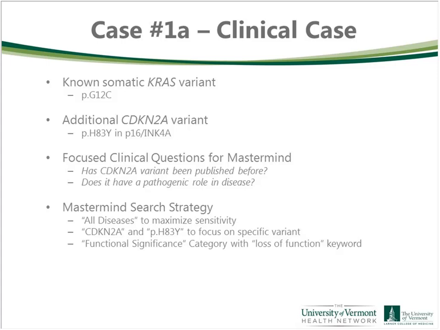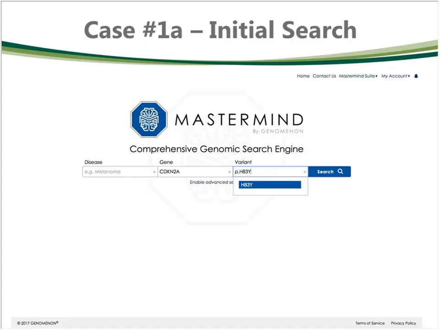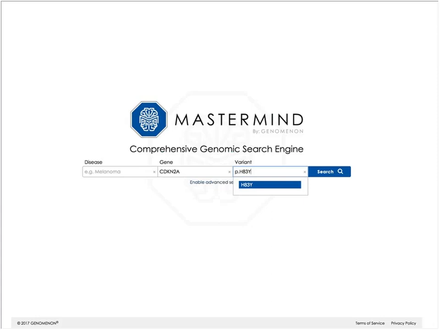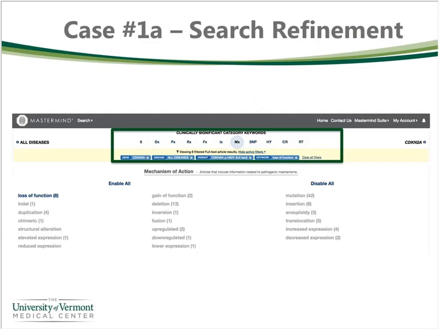So in this first window, here is the Mastermind landing page. As you can see, I've entered the CDKN2A gene and the variant of interest. And after that first search, there were a series of publications identified. I then used the filtering tool at the top of the page, and in this case, I used the mechanism of action because P16 is a tumor suppressor.